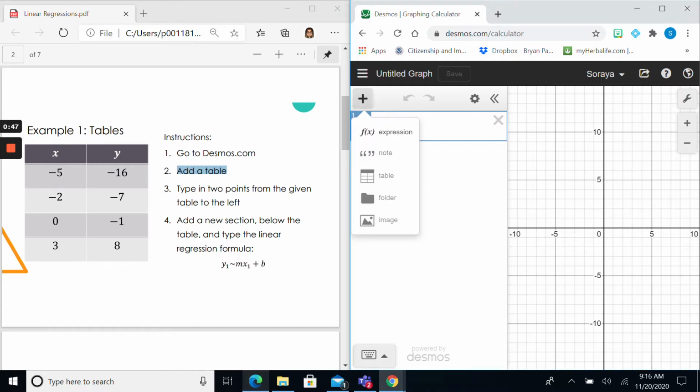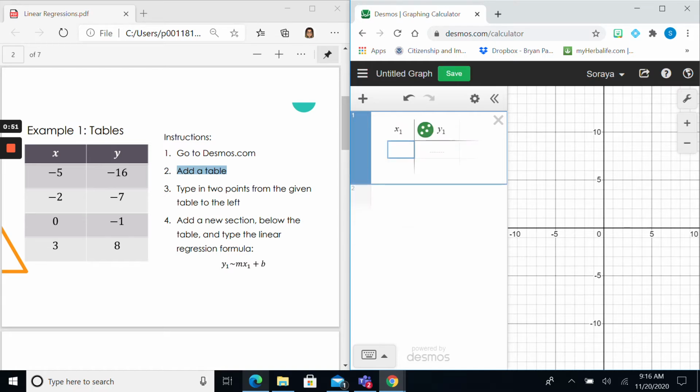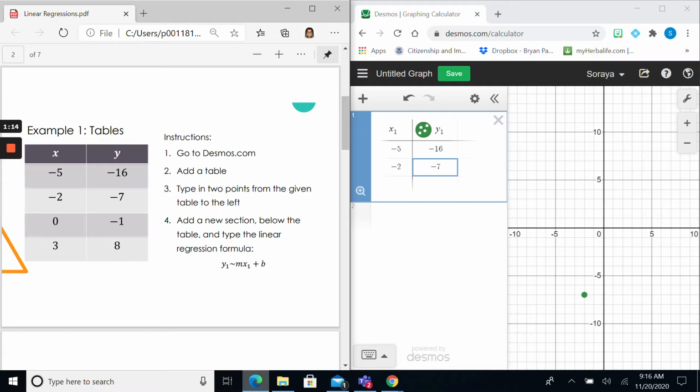And then some options are going to pop up. You want to click on the table option. Once this pops up on your screen, you want to go ahead and type in some points from your table. Now you don't have to put all of your points, you could just put 2 points. So we're going to use -5 and -16 for our first point. And you could do -2 and -7 for your second point. So that's that third step right here.